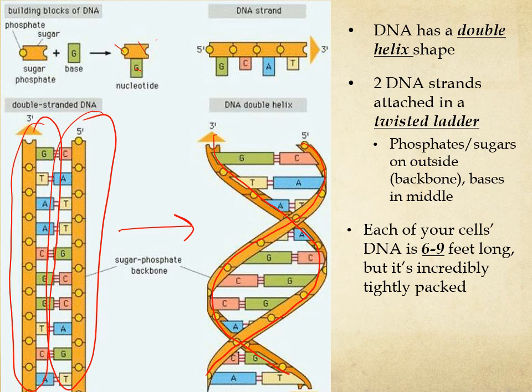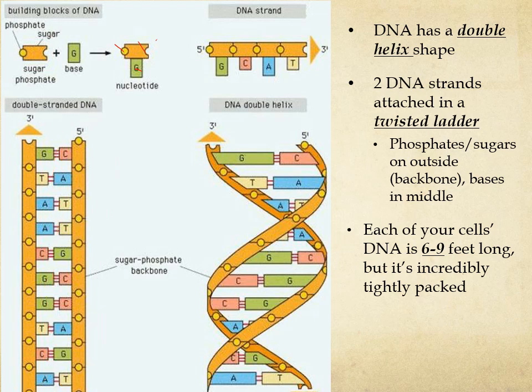Now, in each of our cells in our bodies, we have between 6 and 9 feet of DNA. That's insane. It's just incredibly tiny and tightly packed. It's just remarkable how these molecules get all kind of twisted around each other to fit inside every one of your cells, but there's a lot of DNA, and that's the complete instruction manual for making you. So every bit of information you need to make a complete one of you is in each of your living cells.